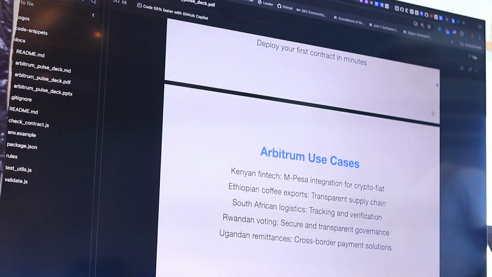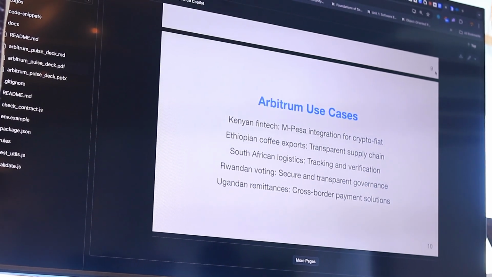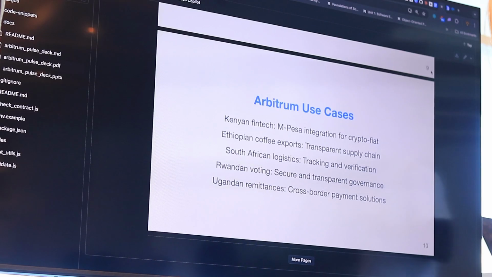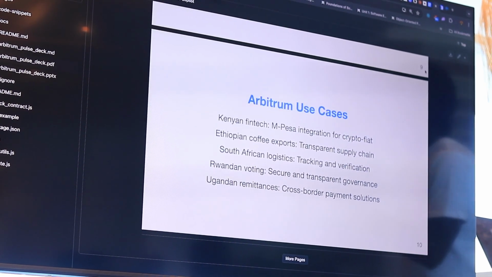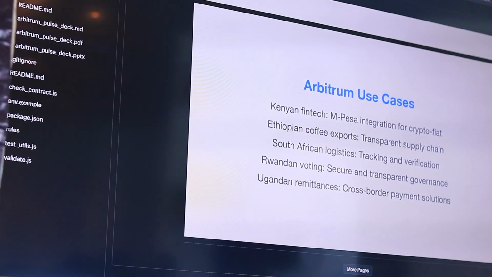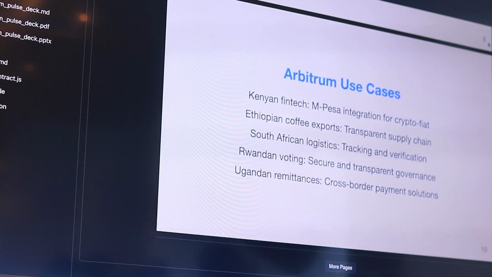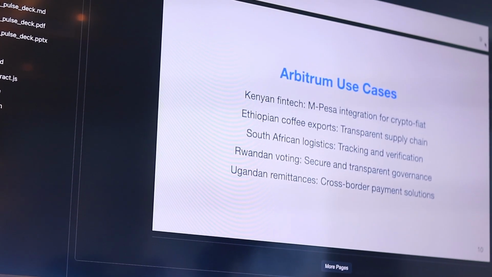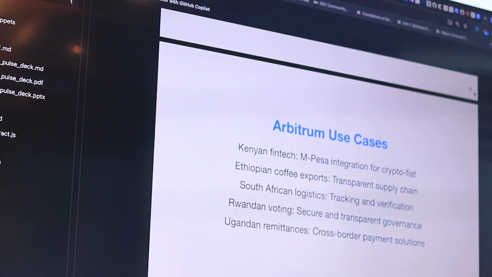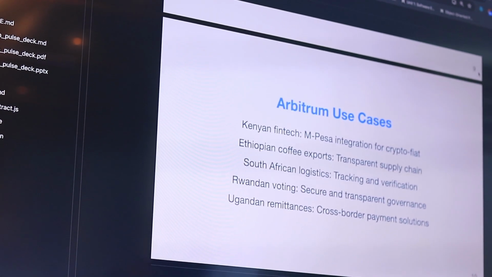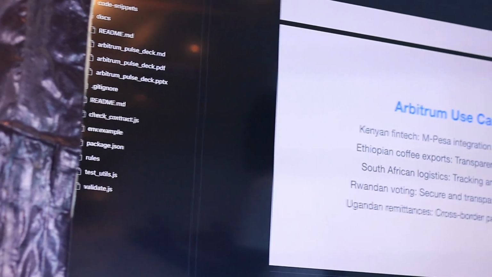So Arbitrum use cases. The different kinds of use cases. I know M-Pesa is not on chain right now, but there are bridges, especially for bridging crypto to fiat, where you would integrate M-Pesa into your crypto system. So making transactions from on-chain to off-chain seamless.